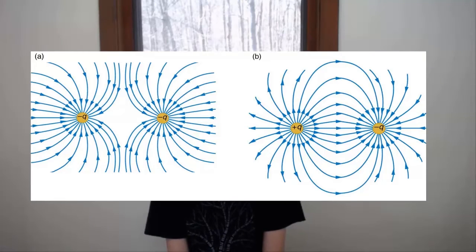A parallel plate capacitor is two parallel plates set up with opposite charges. In its ideal form, it generates a uniform electric field. But in reality, the field is warped at the plate edges. This is called the fringe effect.